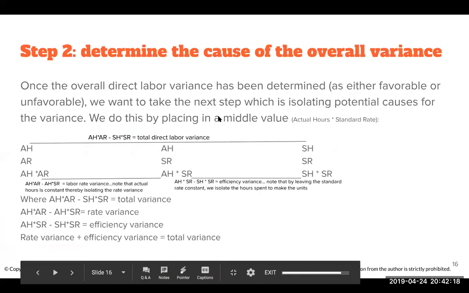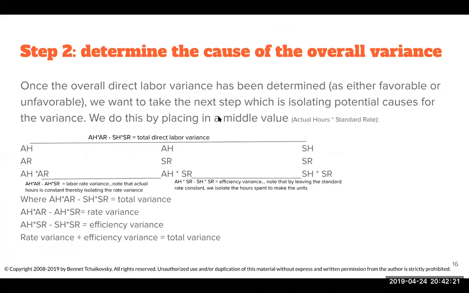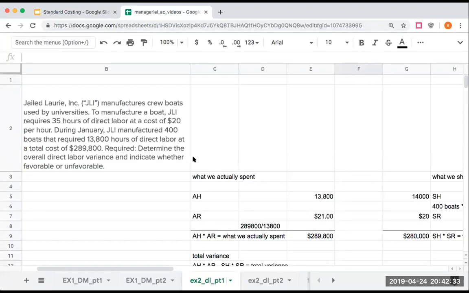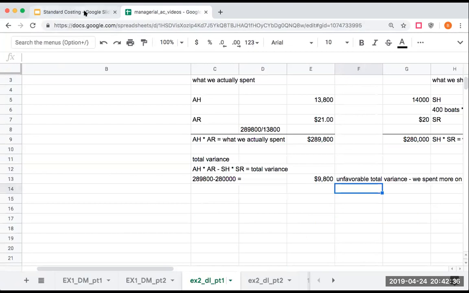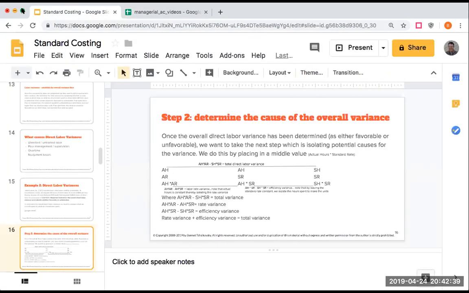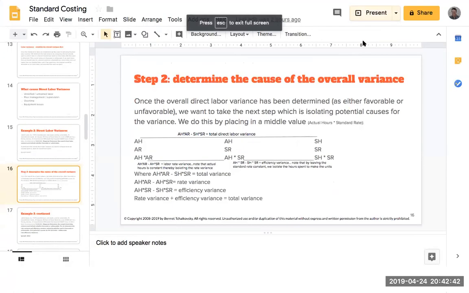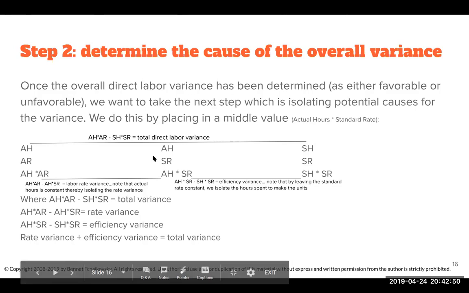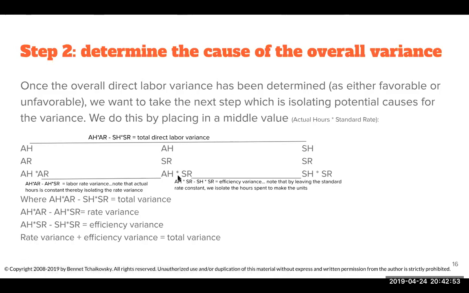So we've determined the overall variance. Our total overall variance is right here at $9,800, unfavorable. Now, similar to what we did in the materials problem, we're going to put the actual hours times the standard rate here in the middle. By putting this middle value in, we're able to isolate the cause of the total variance.